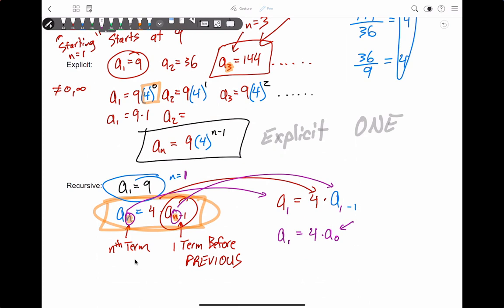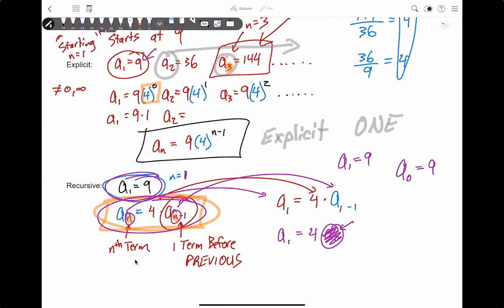So 4 times what? We don't know what this is per se, and we can't say that a naught is 9 because our initial value was given to us as a sub 1. So a sub 1 is 9. That's how we're going to get the ones going forward. You're not going to be able to necessarily do it this way because you're starting from here. So you can only use these 2 equations to verify everything from a sub 2, a sub 3 forward, because you have to use this given initial value in order to make the other ones work.